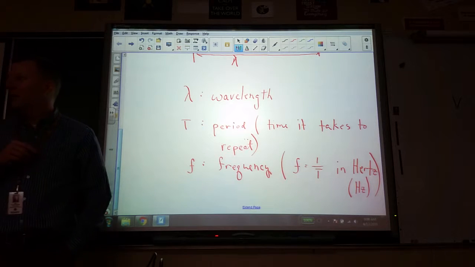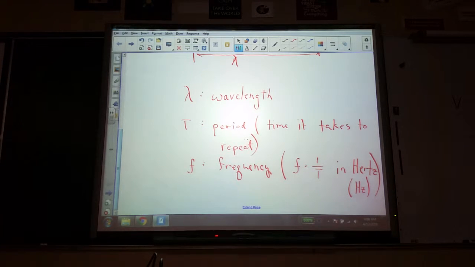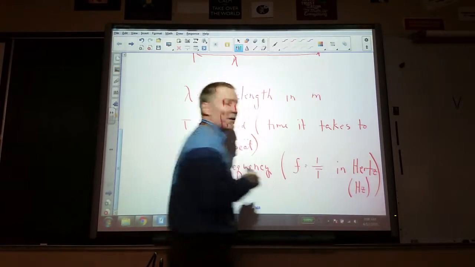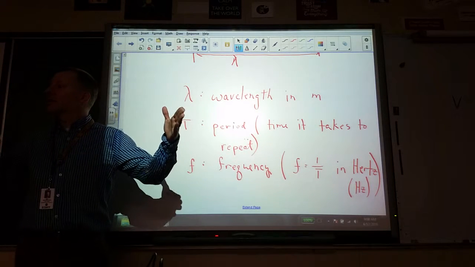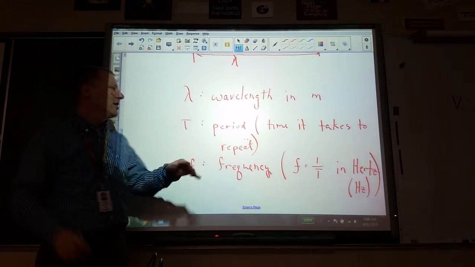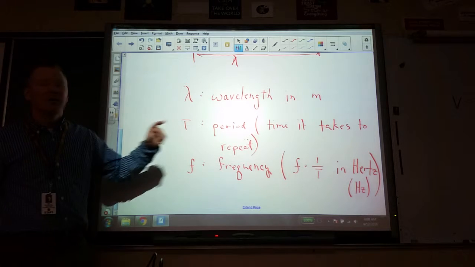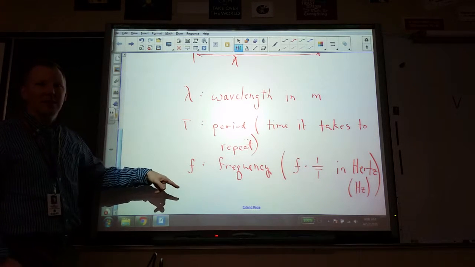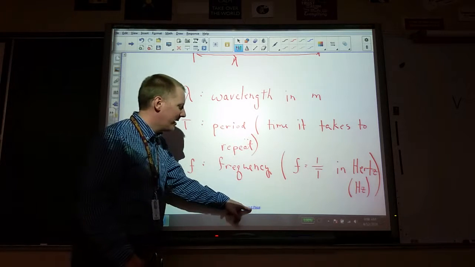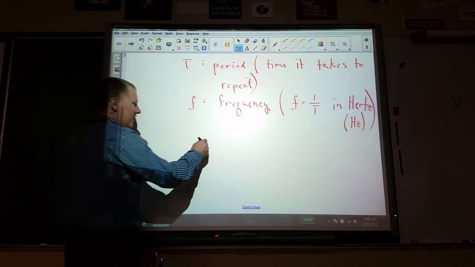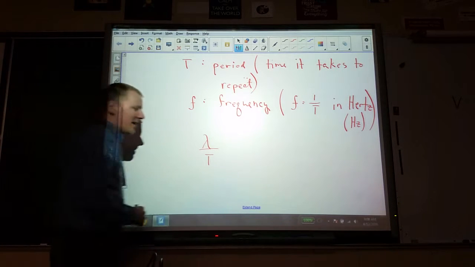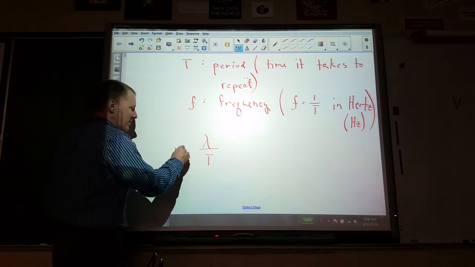Yes? Wavelength and period are not the same because this is typically in meters. It's the actual distance, if you could measure out from one point to another, and this is the time. These combine, though, to find the speed that the wave is traveling, because if you know the distance that it's traveling divided by the time it takes to do that, you have a speed.